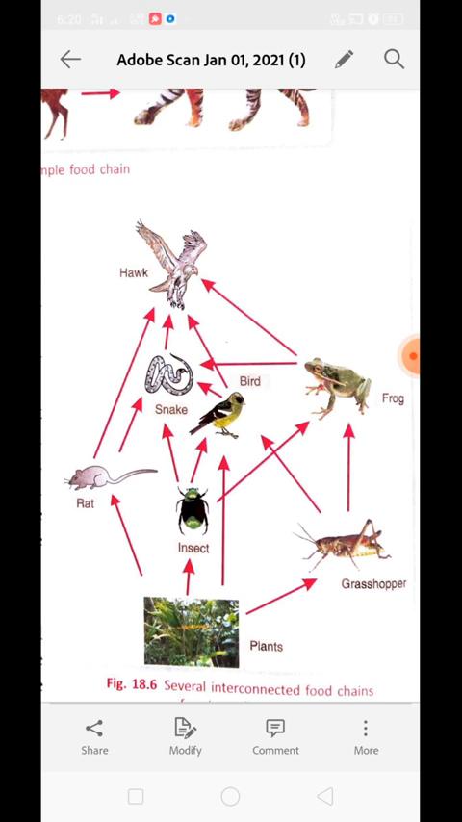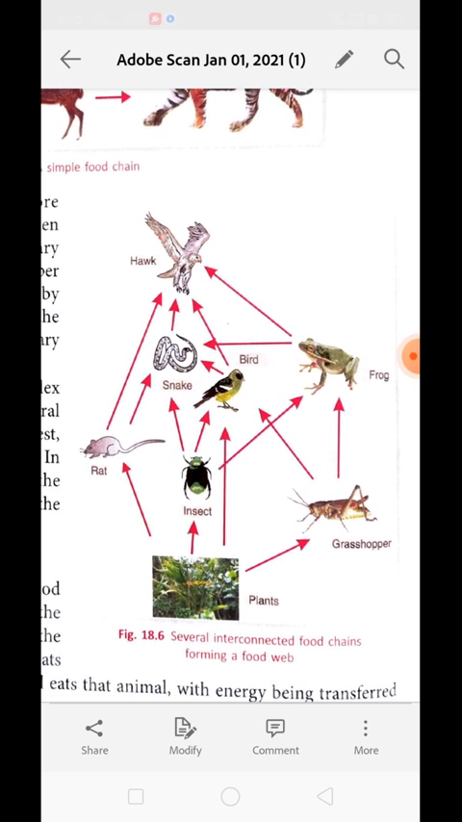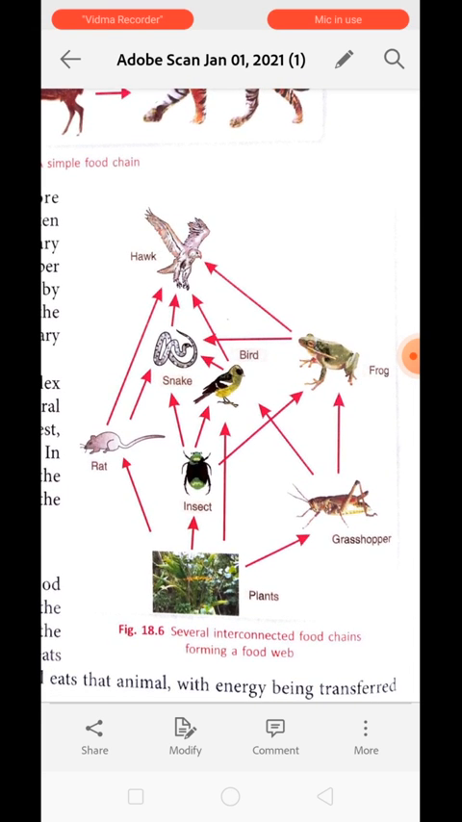A food web is a complex feeding system. In a food web, several food chains are interlinked. In a forest, many interlinked food chains exist. In case one food chain is disturbed, the other food chain is there to support the animals of the next feeding level. Understood? You can see lots of animals are interconnected with each other with the help of a relationship of food. Understood, class?